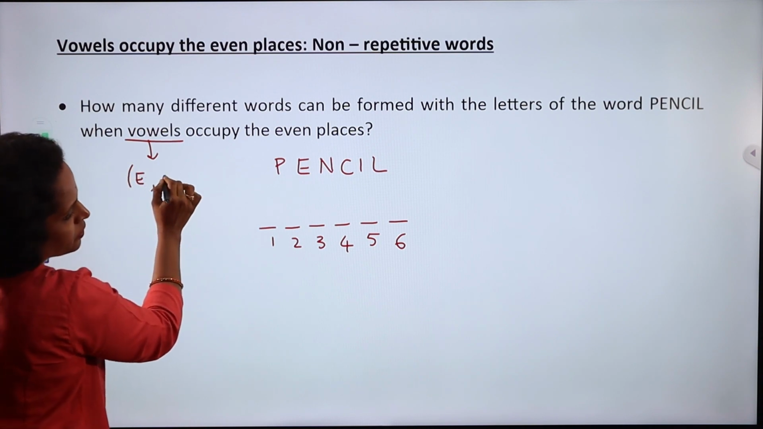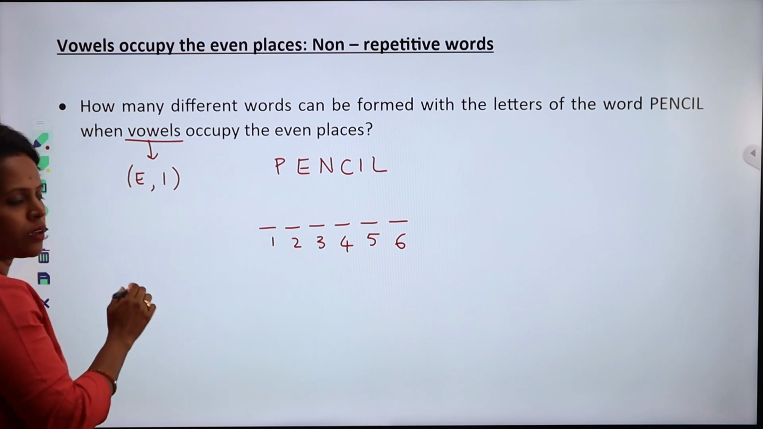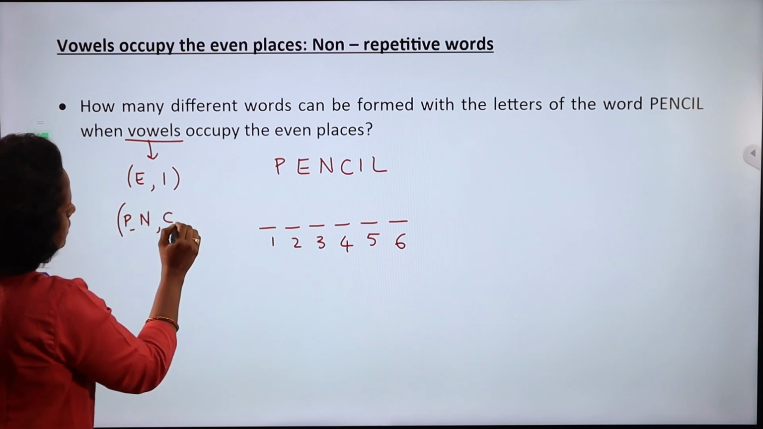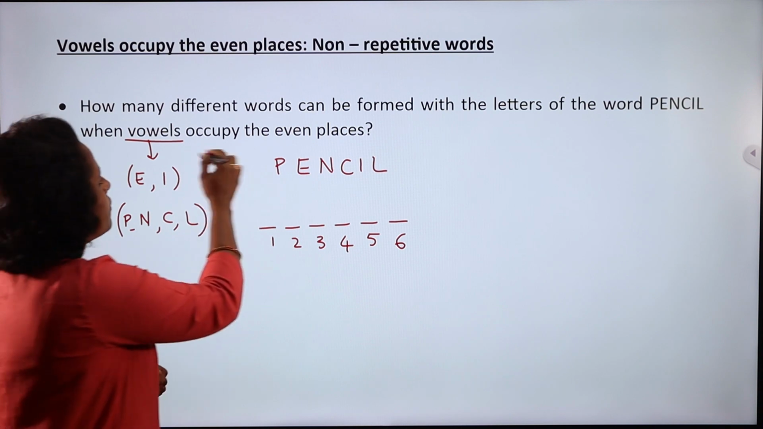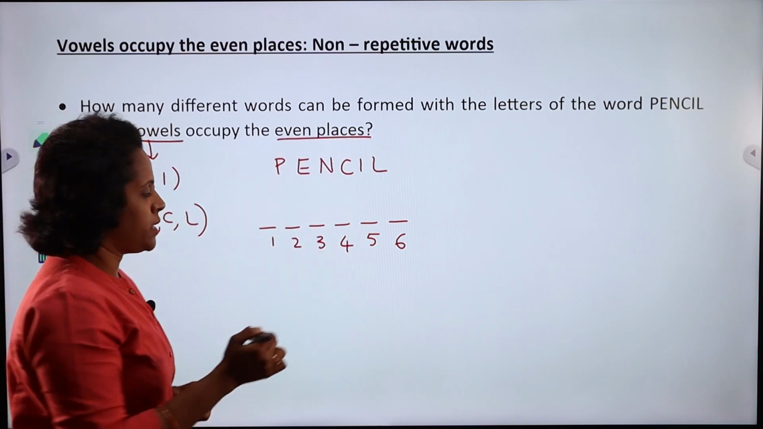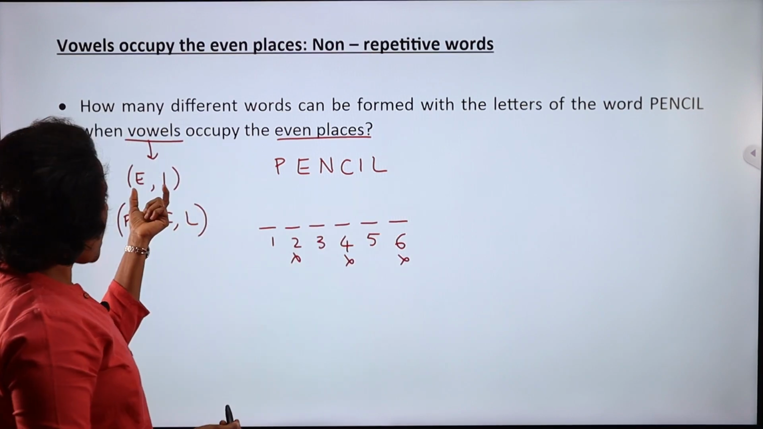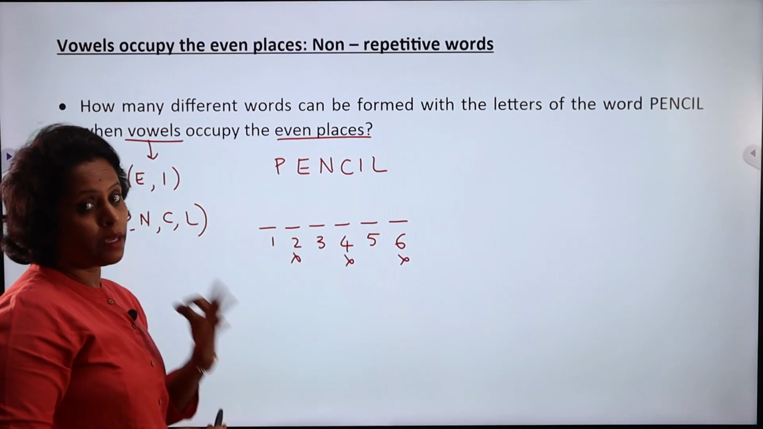E, I. What are the remaining letters? P, N, C, L. Vowels occupy the even places. What are the even places here? 2, 4 and 6. We have 2 vowels but 3 places.